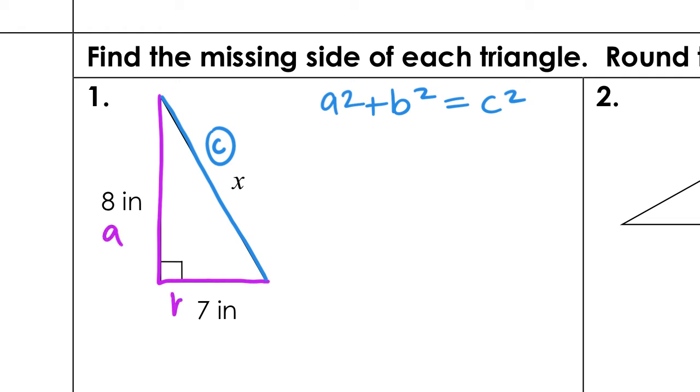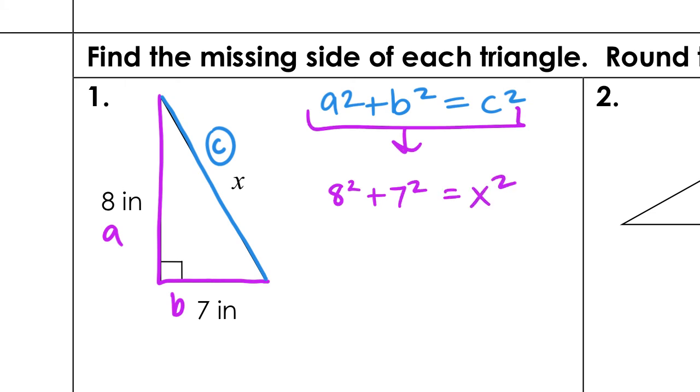I'm going to put A here and B here. And then we can plug in these numbers for A, B, and C. So we're just going to use Pythagorean theorem. Instead of a squared plus b squared, I'm going to put a squared plus 7 squared. Now we don't know c because that's what we want to find, so I'm just going to put x there.